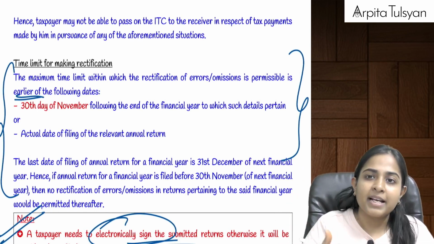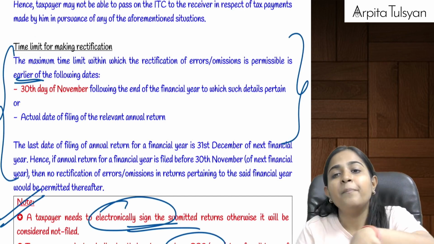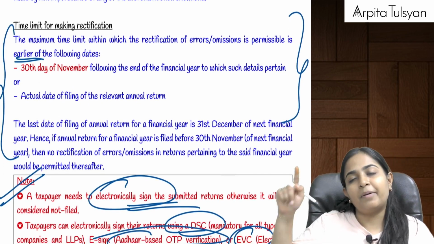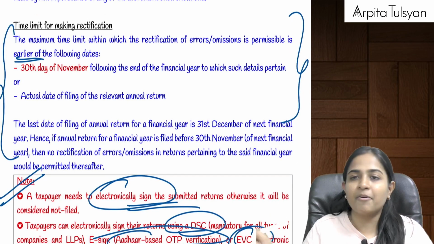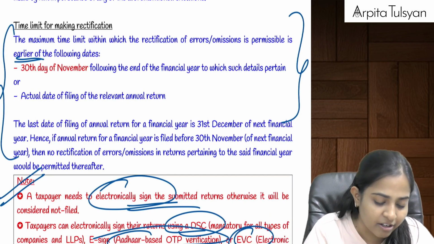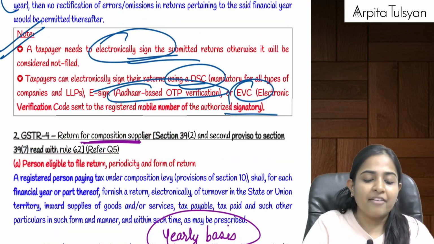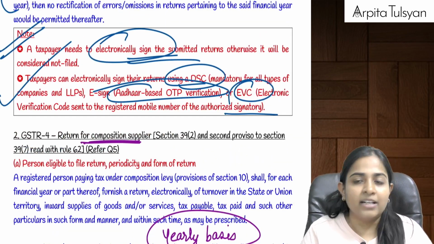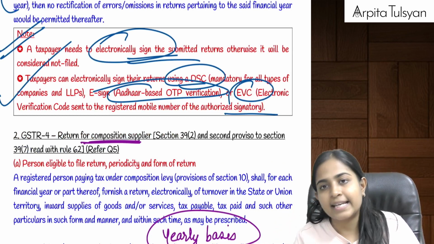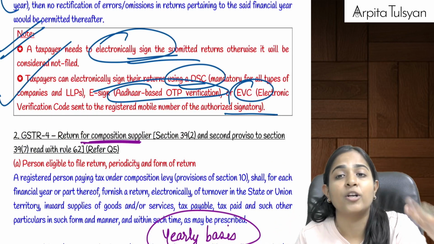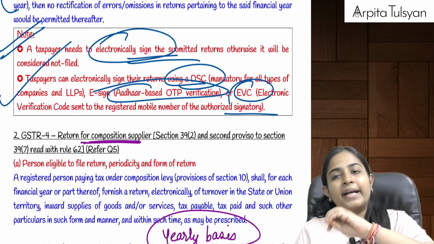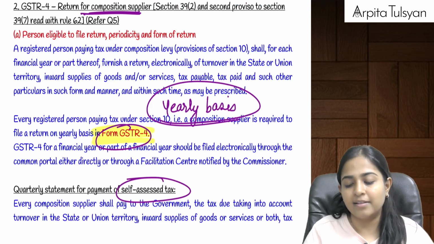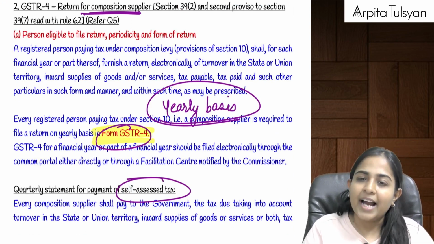If you yourself found the mistake, you can rectify it. But if the department has found the mistake, you cannot say, don't worry, I will rectify and then you can consider the revised return. No. The time limit for rectification remains the same: 30th November of the next year or the date of filing the annual return, whichever is earlier. Whenever you are filing your returns, make sure they are signed. Without signature, the return is considered invalid and does not get uploaded on the portal at all. Either digital signature or Aadhaar based OTP will be used for verifying the return. Are you clear till here?